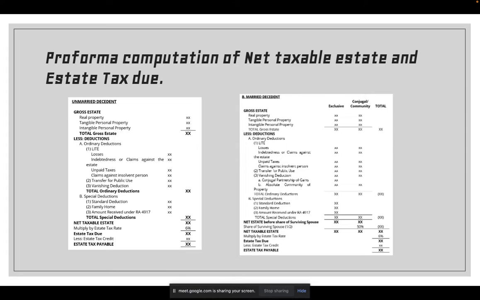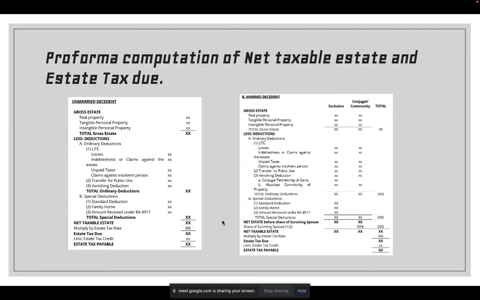Tapos, kukunin natin lahat ng deductions, ordinary deductions: yung losses, indebtedness, okay? Taxes and other expenses. Tapos, yung transfers for public use and vanishing deduction, i-deduct natin yan. Total mo yan lahat ordinary deductions, and then total mo rin lahat ng special deductions. The special deductions natin would be the standard deduction and the family home. And of course, the amount received under RA 4917. Okay. Once you have that, multiply it by estate tax rate of 6%. That's your estate tax due. And if there's any tax credit, deduct the tax credit.